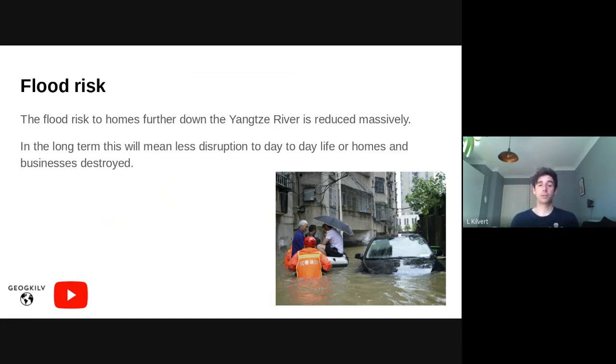And it has huge impacts on the economy because when homes get destroyed, when businesses get destroyed, there's a certain cost attached to being able to rebuild and to be able to repair after disasters like that.